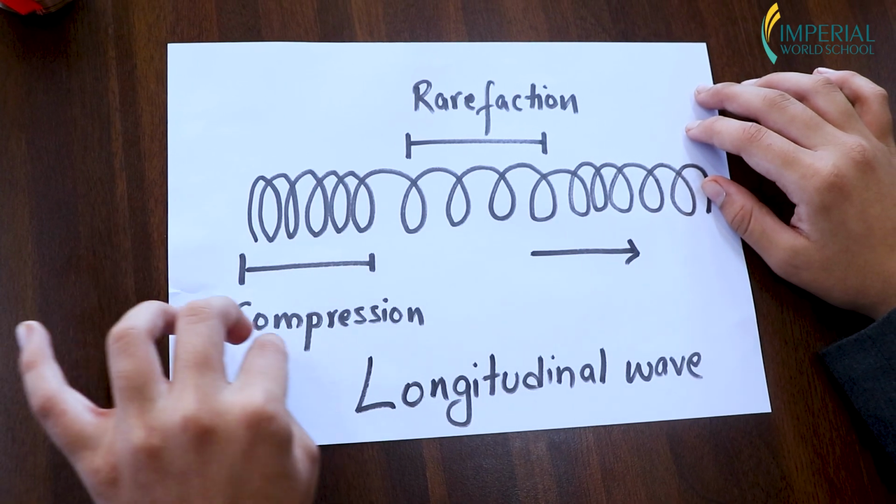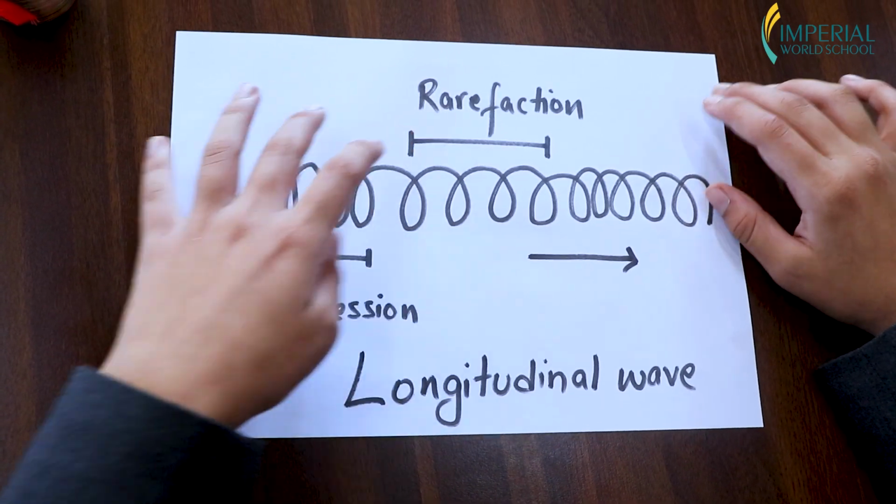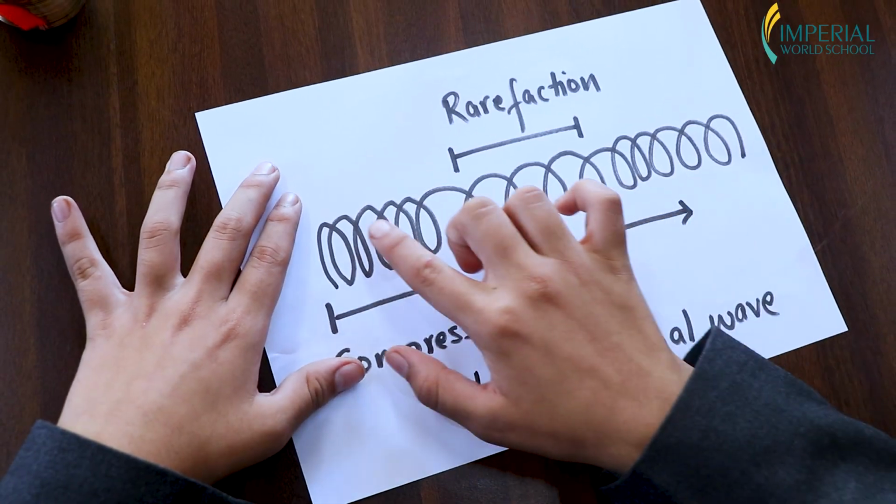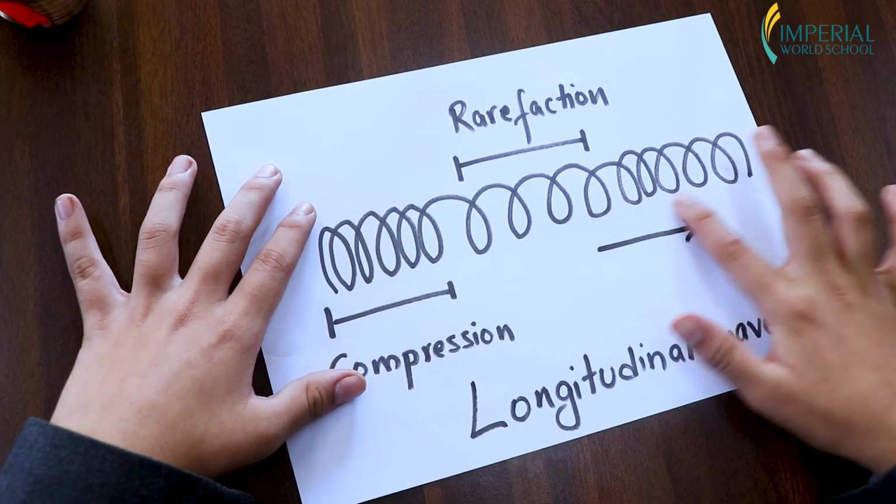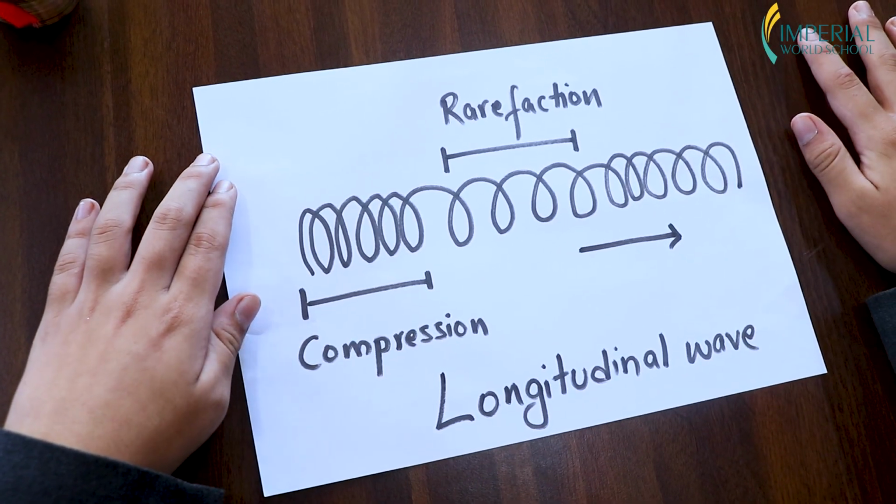This is a diagram of a longitudinal wave. We can see compression and rarefaction. Compression is when the particles are closer and rarefaction is when the particles are farther apart. As we can see, they are parallel to the direction of energy flow.